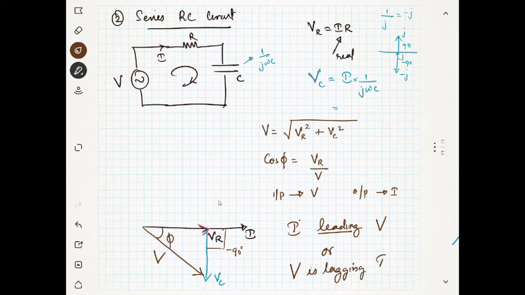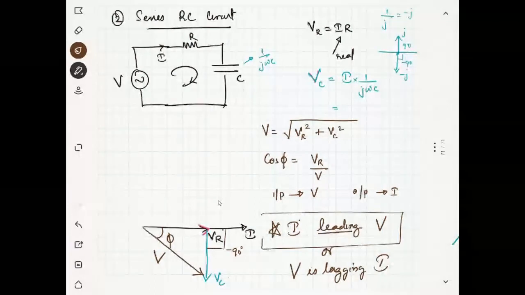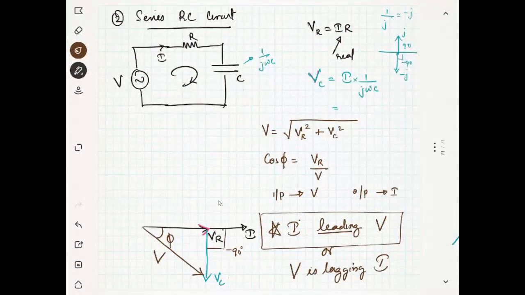Am I correct? Are both true? Yes, but the first is more preferable. The second one is also true. Voltage is lagging the current means what? Because we have the voltage before the current. This current is walking like this, and voltage is walking before it.